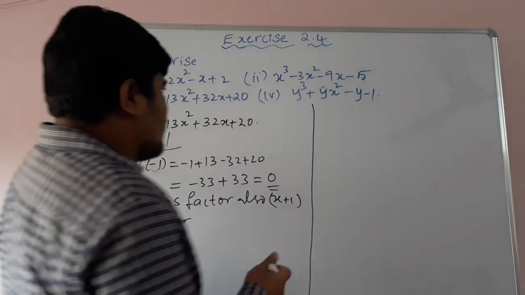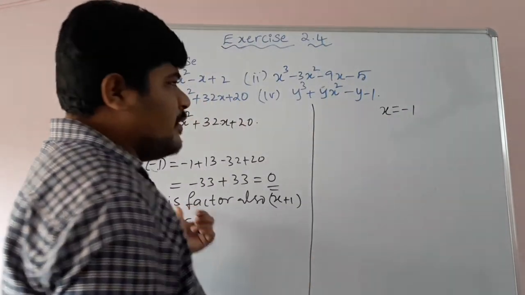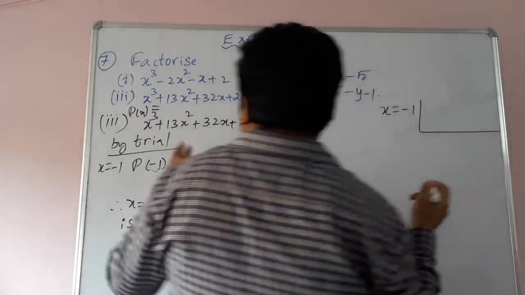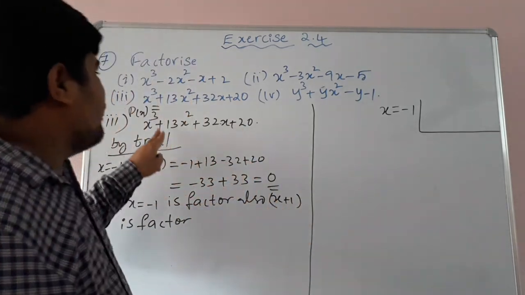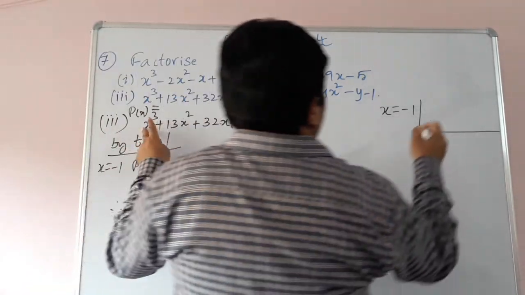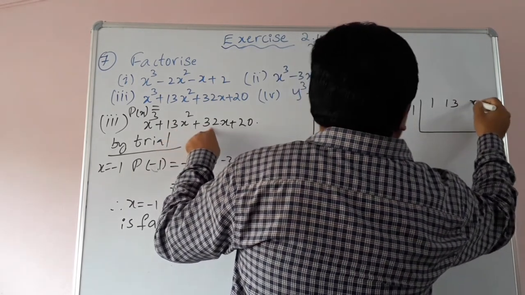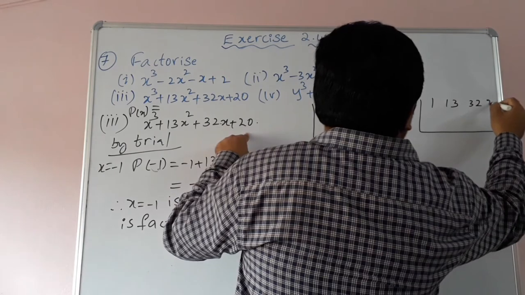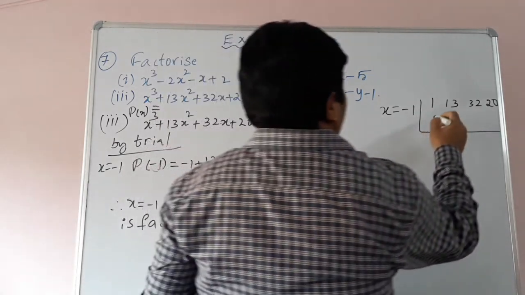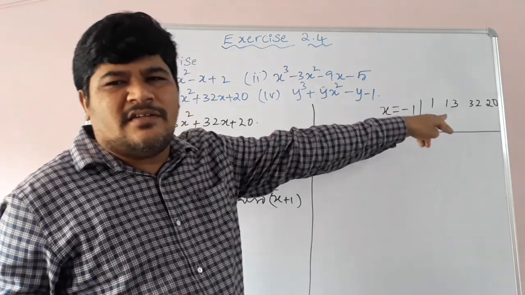Now Horner's division, children: we are dividing by x equal to minus 1 because it is already a factor. In this division, first we have to write all the real coefficients of the variables in descending order of the degrees. The coefficient of x cube is 1, the coefficient of x square is 13, the coefficient of x is 32, and the constant is 20. So 1, 13, 32, 20. First here we have to write 0, because the division by minus 1 is giving us 0 as the remainder. That's the reason I wrote 0 here.